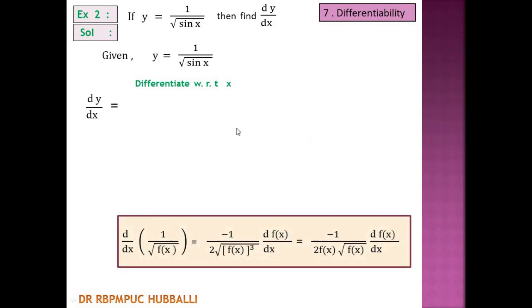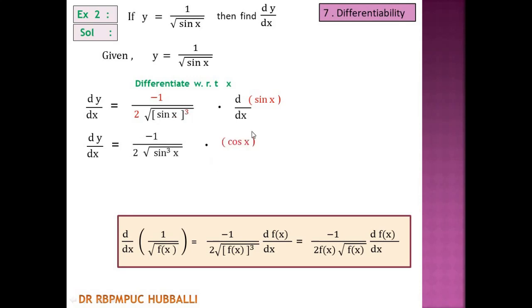So this is the formula: minus 1 by 2 square root of cube, take the cube for the sine function, into d by dx of the sine function, minus 1 by 2. So sin x whole cube is written as sin cube x into d by dx of sin x, which is cos x. So rewriting this, minus cos x divided by 2 root sin cube x.